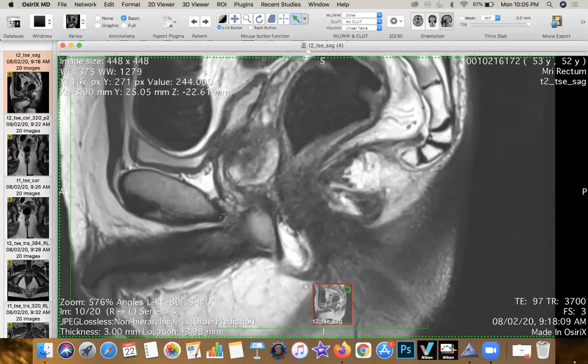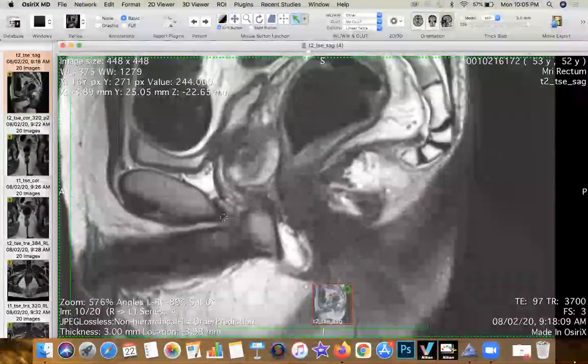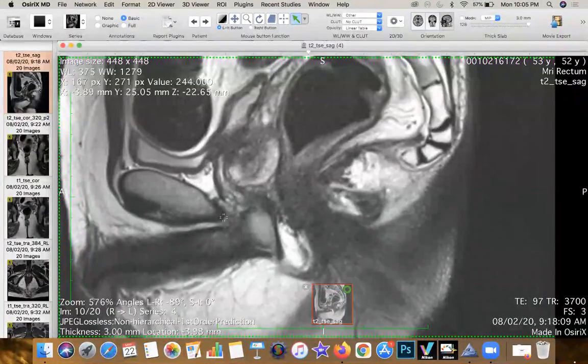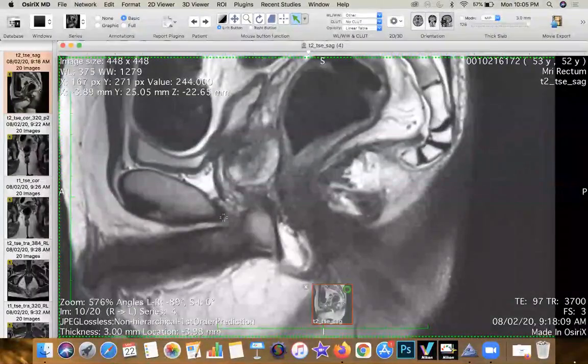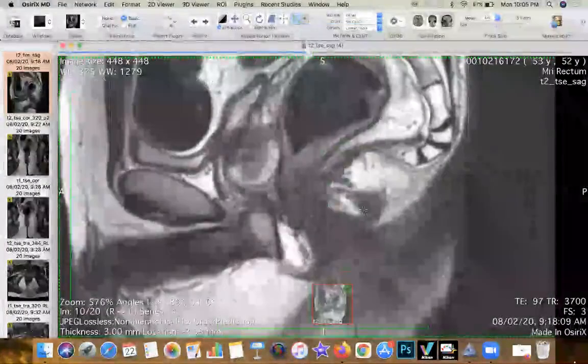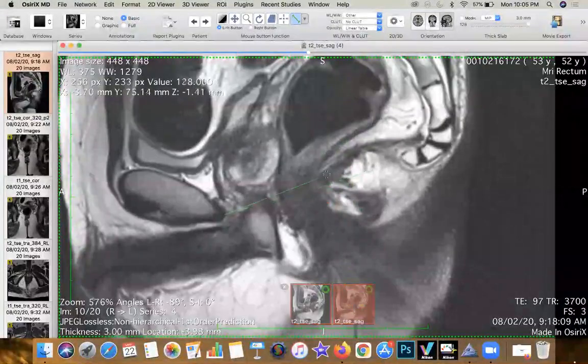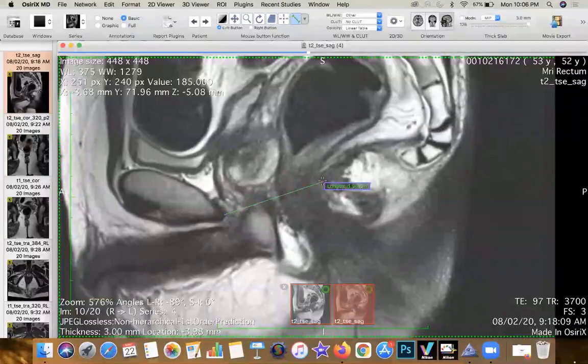So the pubococcygeal line is an independent demarker when you're looking at the pelvic floor structures itself. So it's very important that you get to see this from both a sagittal as well as a coronal point of view. Please also remember that if you were to stop the pubococcygeal line at the level of the anorectal junction, this is basically what we call the H line.